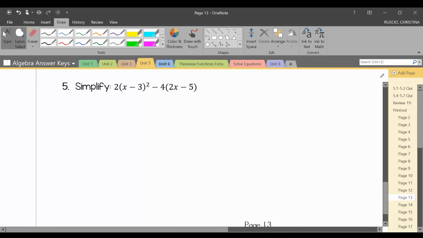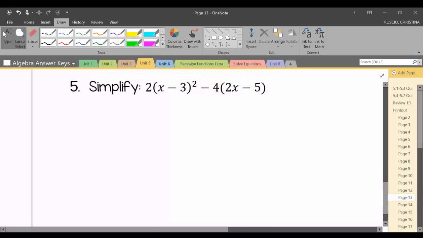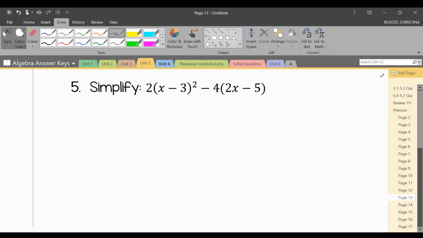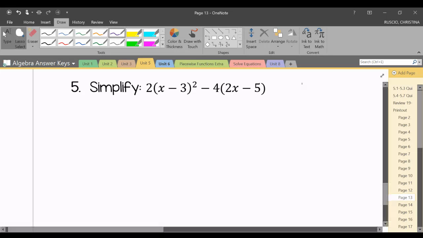All right, now let's kick it up a notch by combining everything all together. When we need to simplify big expressions like this, we need to follow order of operations. So PEMDAS or GEMS. I'm just going to write PEMDAS off to the side. Okay, which means I need to do what's inside the parentheses first. Well, I don't think I can do x minus 3. And I don't think I can do 2x minus 5. So there's really nothing I can do with parentheses here.